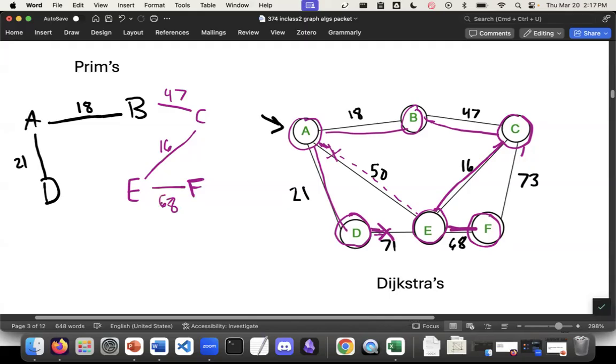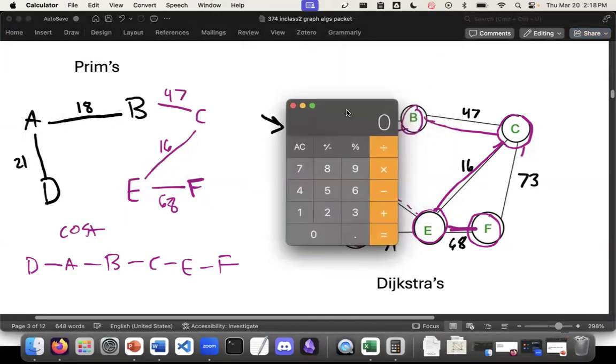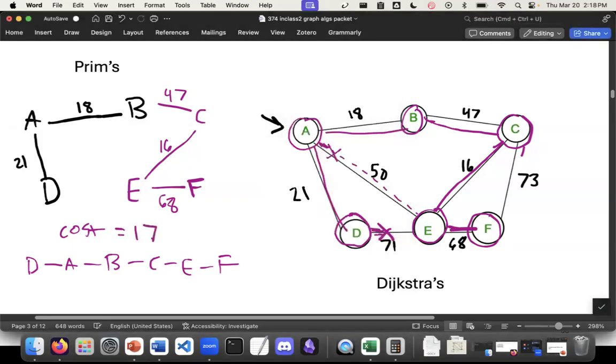So it ends up that our minimum spanning tree ends up being what we call a path, which is just, we could move it around and write it just in a straight line. But it's still a tree. There's no cycles. So great. Then we can pull up a calculator and add it all up. So 21 plus 18 plus 47 plus 16 plus 68 equals a cost of 170, which gives us a minimum spanning tree.